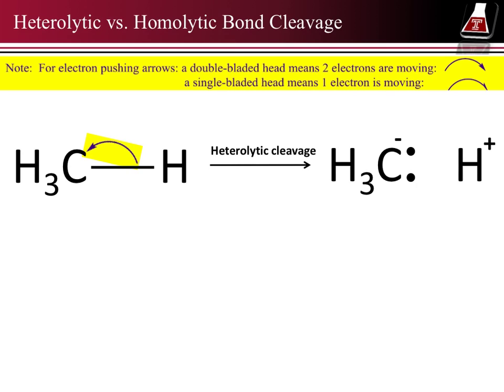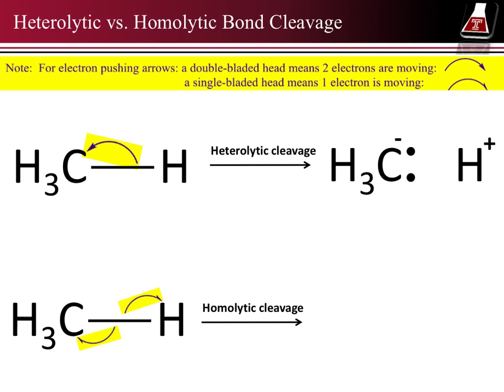Now the pair of electrons that was in the bond is now a lone pair on carbon, which has a negative charge, and hydrogen has no electrons, so it is a positive charge or a proton.